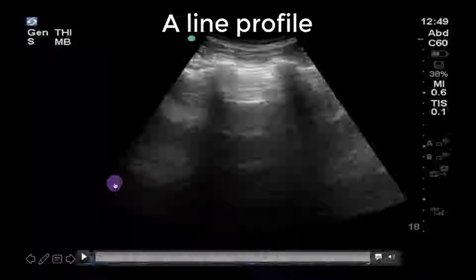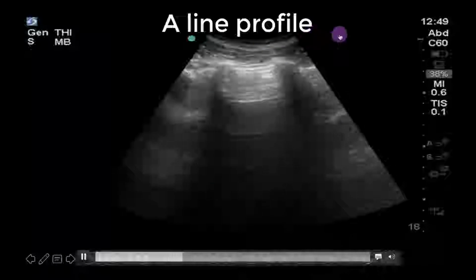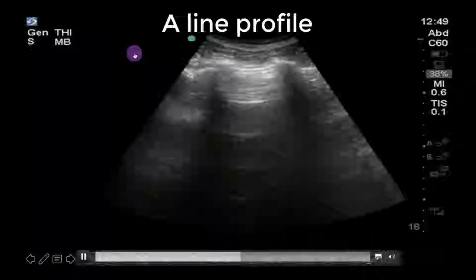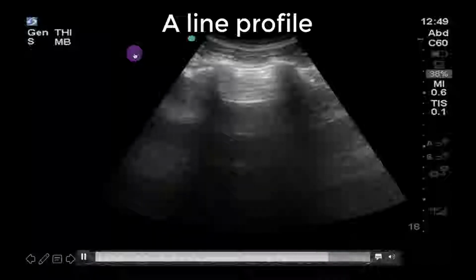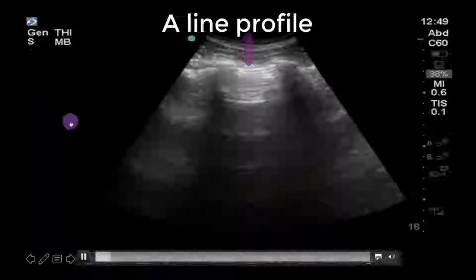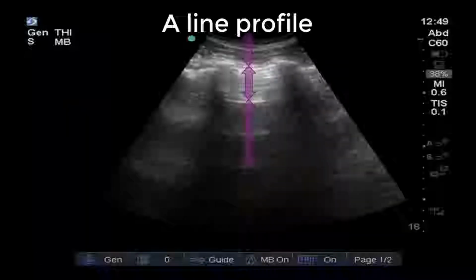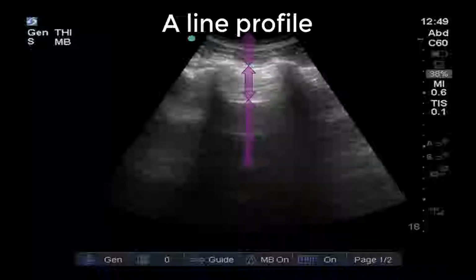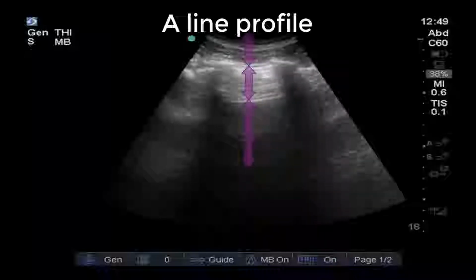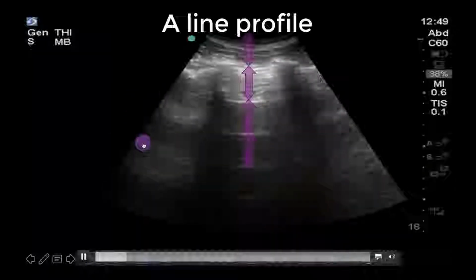If there is air below the pleura, either from healthy lung or pneumothorax, we will be able to see reverberation artifact as repetitions of the pleural line at multiples of the distance between the transducer and the pleura. This is the A-line pattern and indicates that there is air just below the pleura, either in the lung, in emphysema blebs, or between the visceral and parietal pleura, so in pneumothorax.